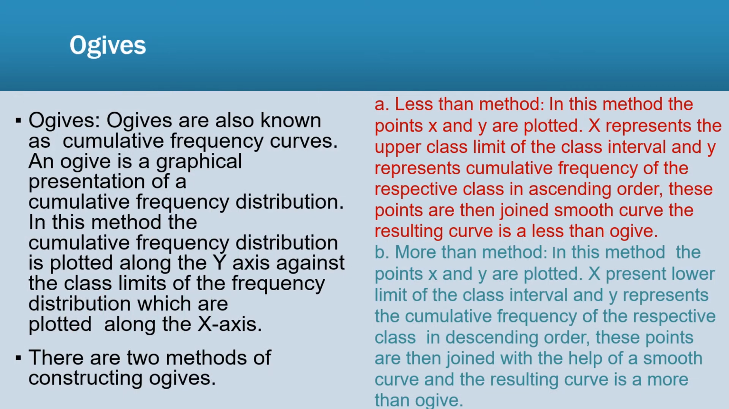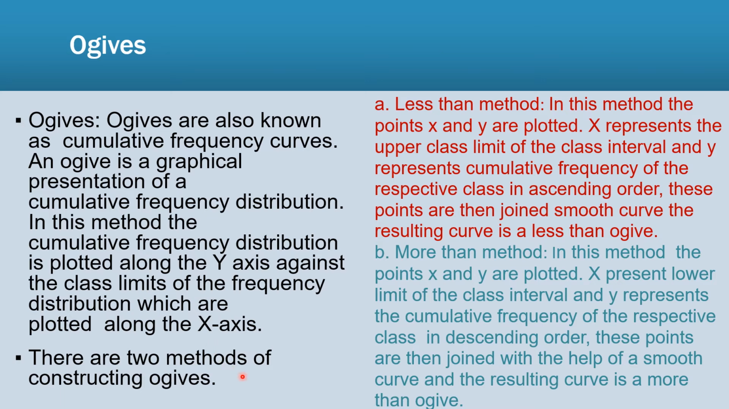Moving on to the next type of frequency diagram, which is the ogive or the ogives. Ogives are also known as cumulative frequency curves. An ogive is a graphical presentation of a cumulative frequency distribution. In this method, the cumulative frequency distribution is plotted along the y-axis against the class limits of the frequency distribution, which are plotted along the x-axis.